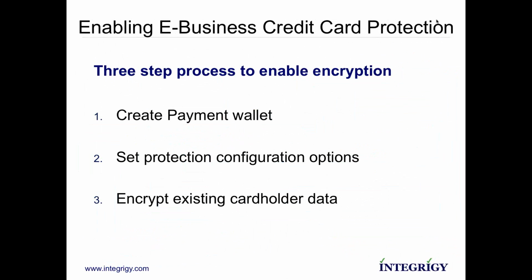It's a three-step process to enable that encryption. You first create a wallet. You then go into the secure payments setup screens within the application itself. You register the location of the wallet and the password to open the wallet, and then you encrypt any PANs, credit cards that have already been processed, as well as, hopefully, you take the option to immediately encrypt cardholder data as transactions are created.